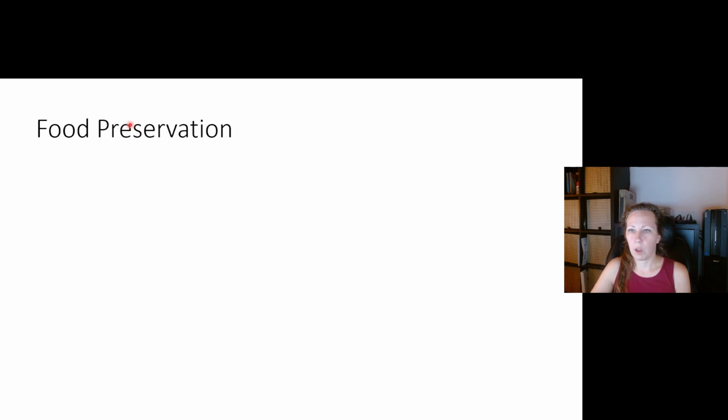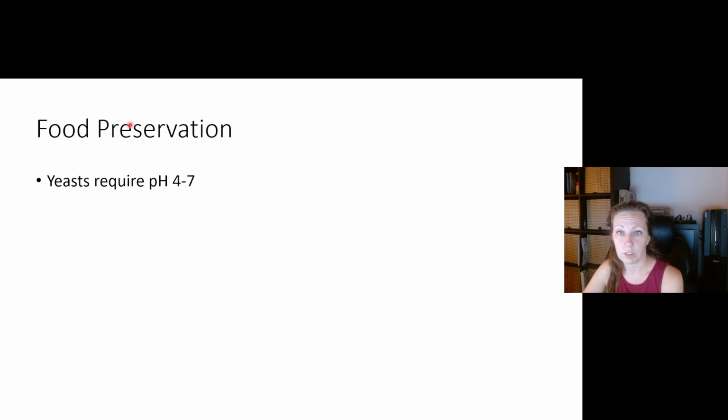Okay, so continuing with food preservation, yeasts are a different kind of microorganism, right? They're not a bacteria. They're their own little category. So yeast require a pH of between 4 and 7 to grow. So pretty close to what the ideal bacteria pH range is, but it does go a little bit lower. Down all the way to pH 4, that yeasts are happy.